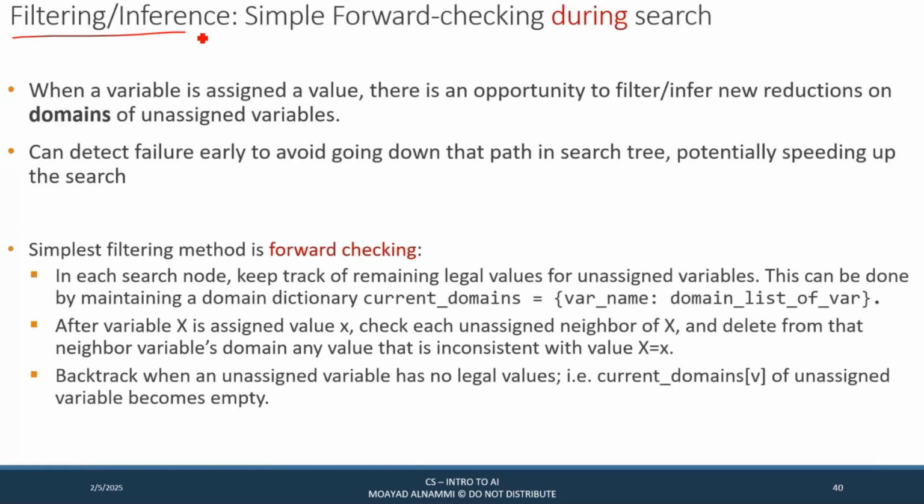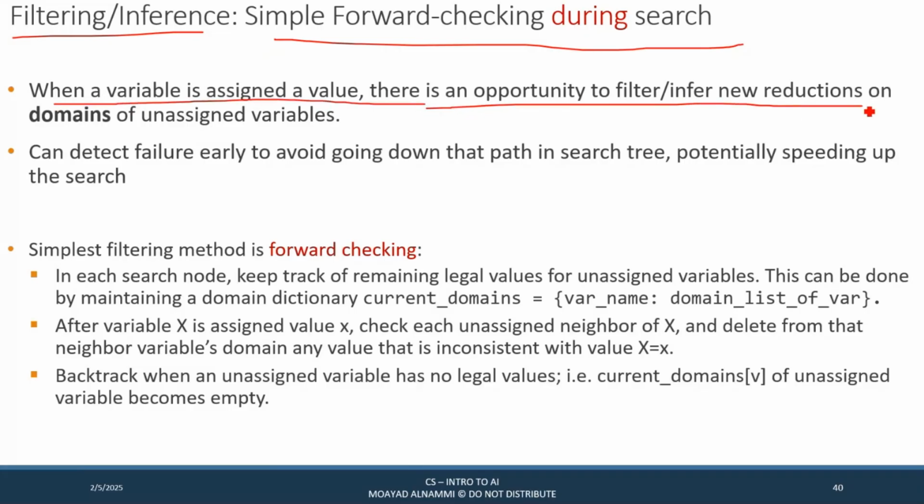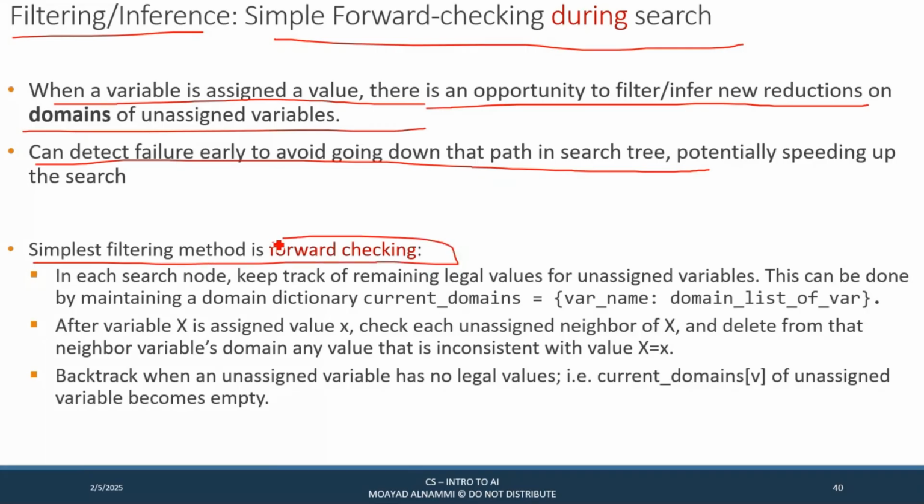Now we come to something called forward checking, which is our first inference to detect early failures, and you apply this during the search. When a variable is assigned a value, there is an opportunity to filter or infer new reductions on the domains of unassigned variables. This allows you to detect early failures and potentially backtrack earlier than you would expect. This is how filtering using forward checking works. It's a very simple process.